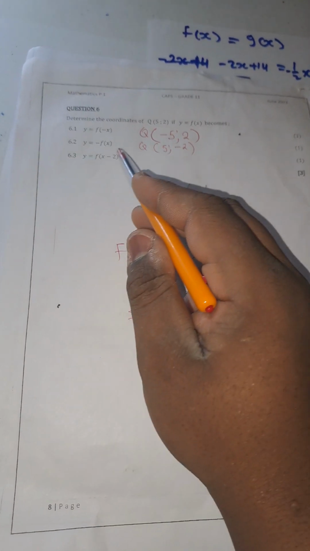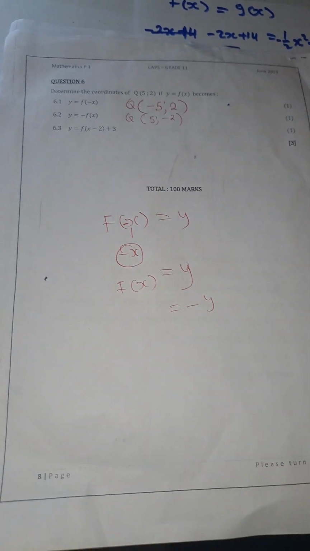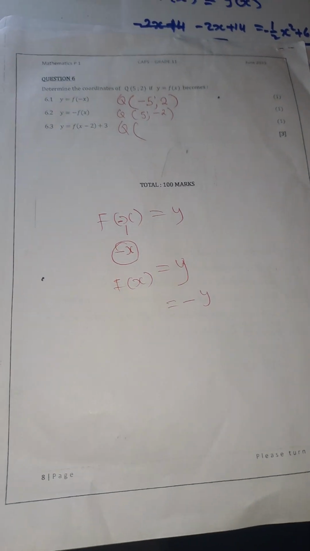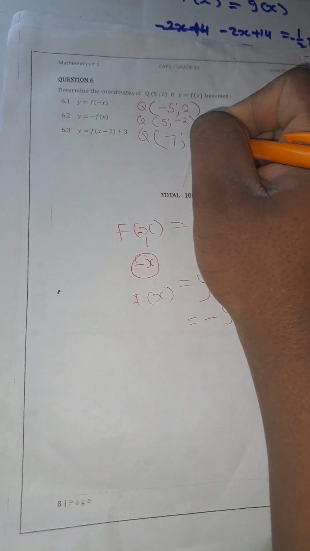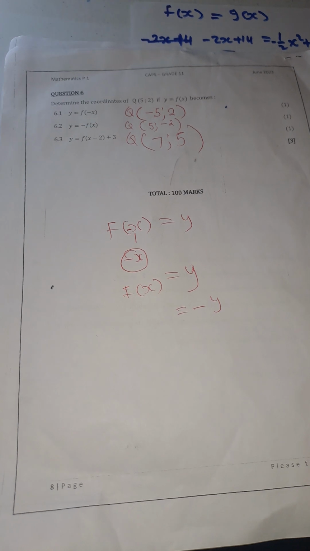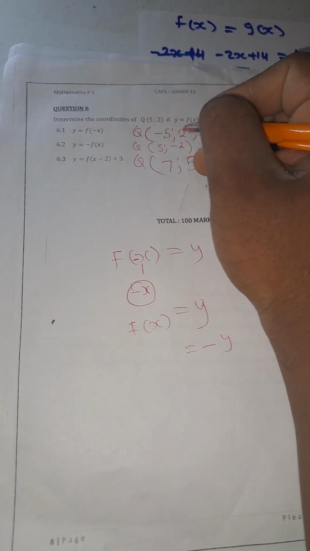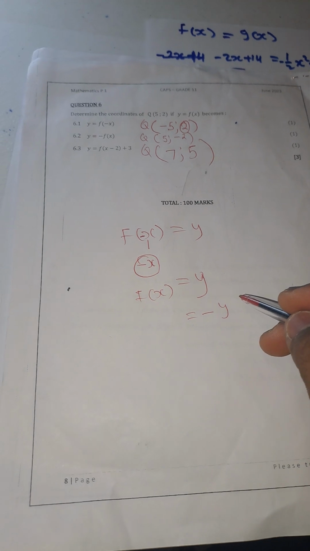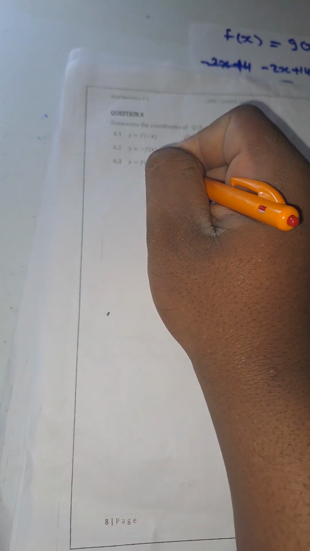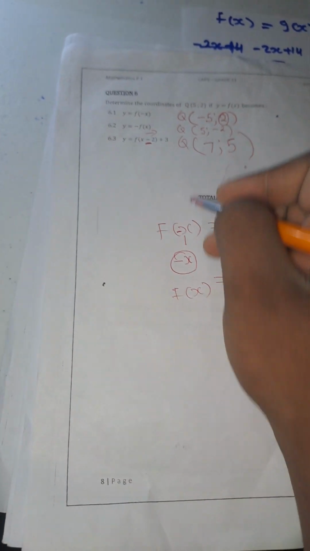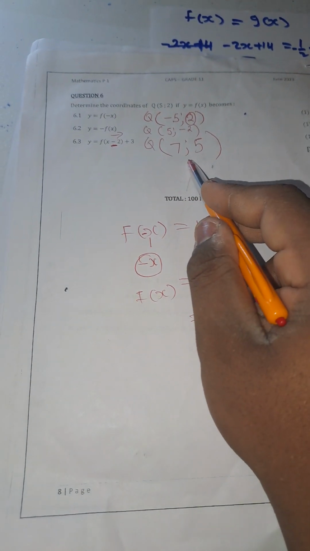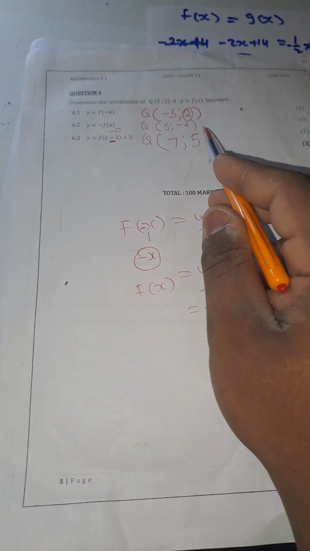Now, let's go to the last one. They are saying f of x minus 2 plus 3. You simply add 3 in that equation. So you have your Q here, and then your coordinates are 7 and 5. You see? You simply add 3 in your y value and add 2, because this thing, minus 2, is simply saying you are going to the right. Don't forget the transformation of functions. So this one went 2 units to the right. They added 2. And then 3 units upward. 2 plus 3 is 5.